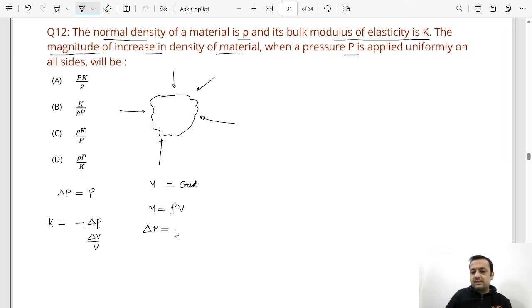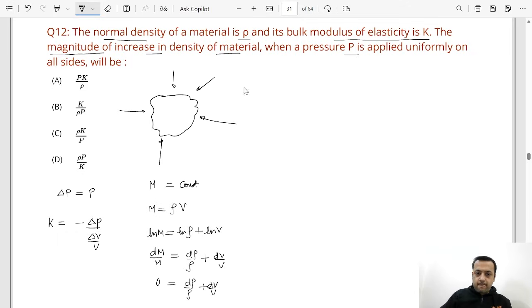So if I talk about the change in the mass, delta m will be 0. But before that, let me first take log and then differentiate. So ln m will become ln of rho plus ln of v. Rho is the density of the material. So if I now differentiate this, dm by m will be equal to d rho by rho plus dv by v. Now look, dm by m will be 0 because mass will not change. So that means d rho by rho will become minus dv by v.